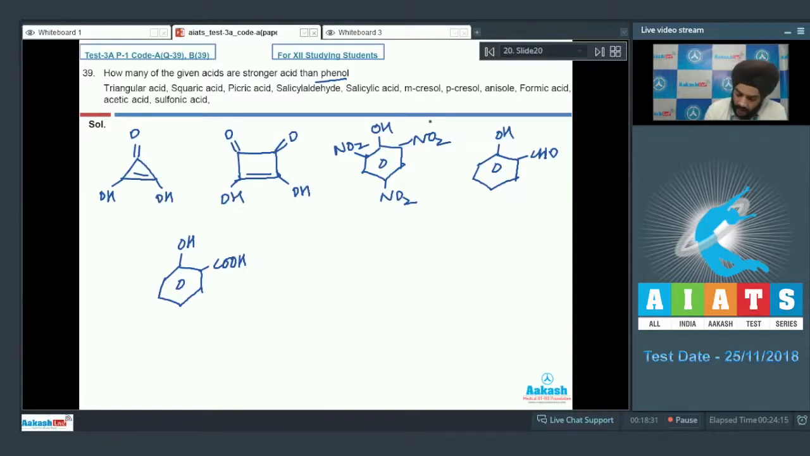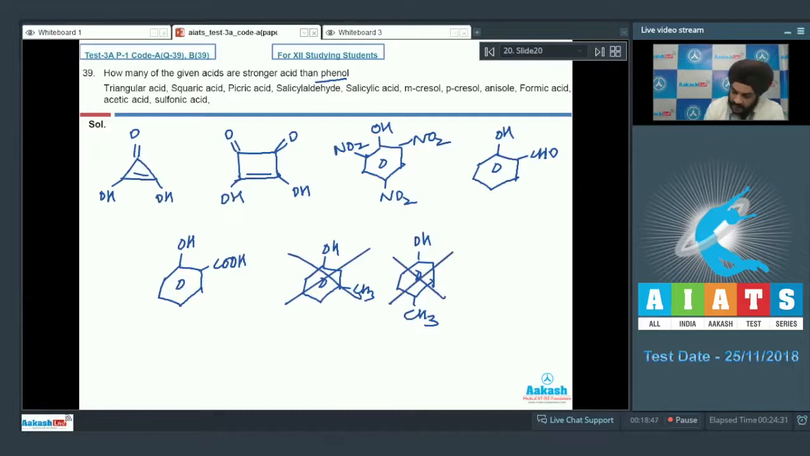We can look at metacresol and paracresol. So metacresol and paracresol will not be more acidic than phenol because the CH3 group attached shall decrease the acidity. So this is not a stronger acid than phenol. This is also not a stronger acid than phenol. Anisole does not have an acidic hydrogen. Anisole is OCH3. Formic acid has a pKa of around 4. So it is also a stronger acid than phenol.